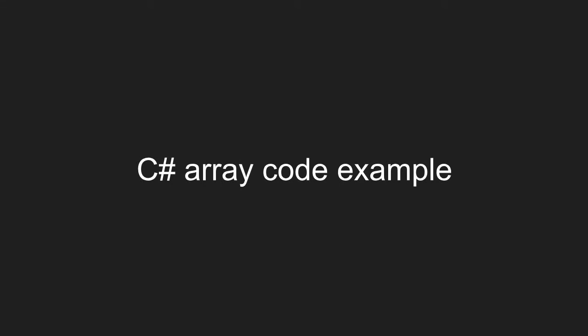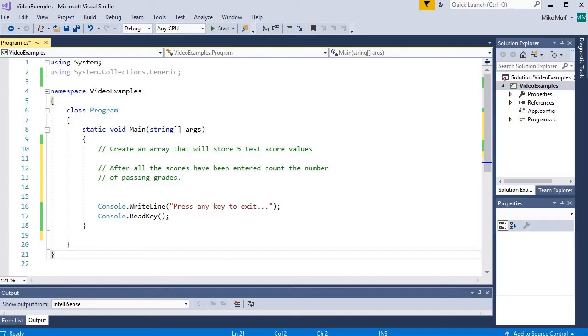In this video, I'm going to walk through a very quick example of how we can use arrays. So here I have a very simple little program. This program is going to try to create an array that will hold 5 test scores, and then we're going to prompt the user to enter in 5 test score values.